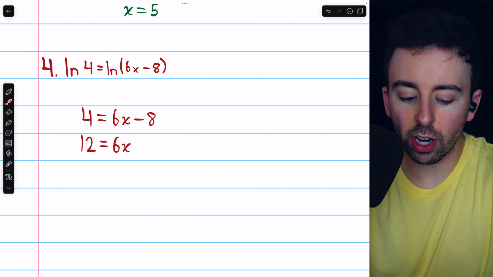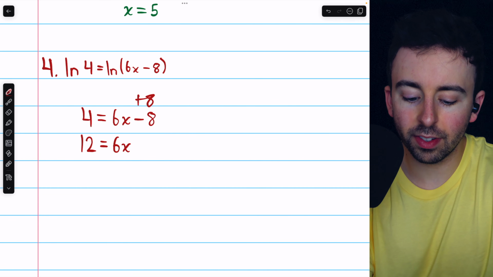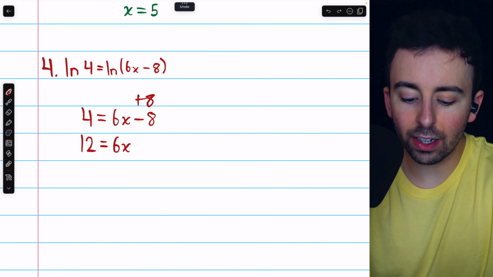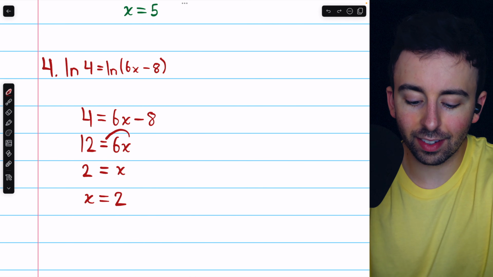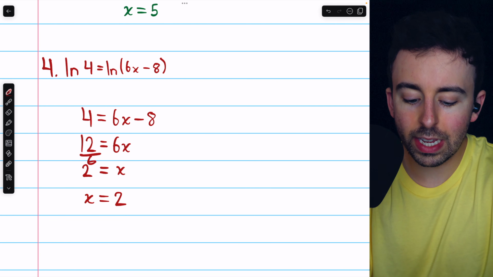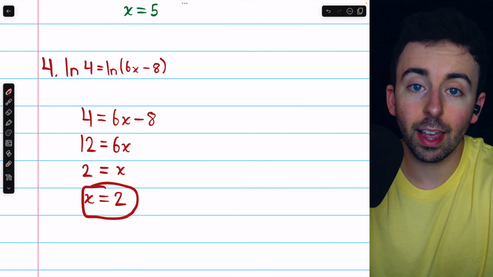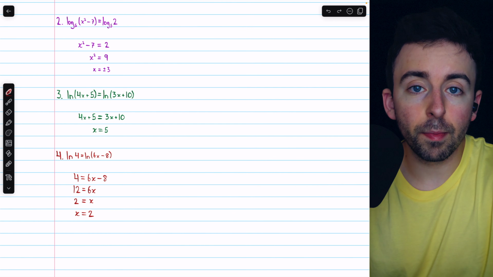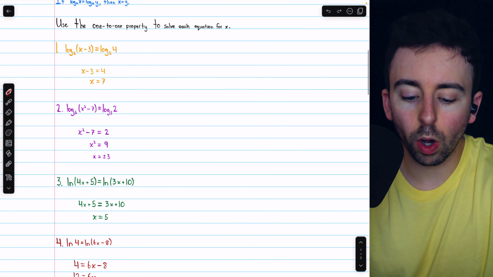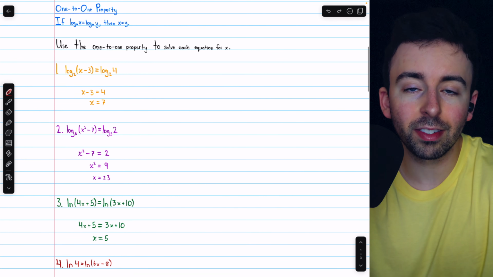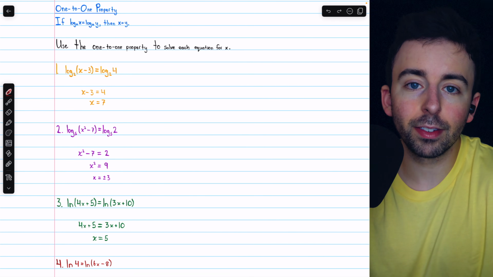Setting those equal to each other, we can add 8 to both sides of this equation and find that 12 on the left equals 6x on the right. Then, dividing both sides by 6, we get that 2 is equal to x, which you may prefer to write as x equals 2. And that's how to solve some basic log equations using the one-to-one property. If the logs with the same base are equal, their inputs must be equal.